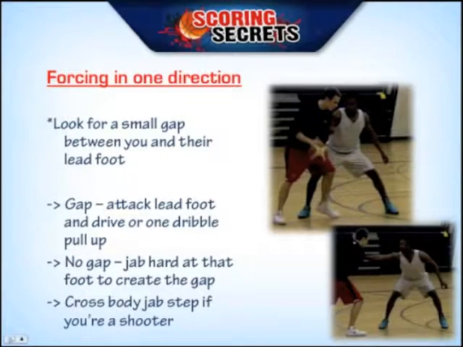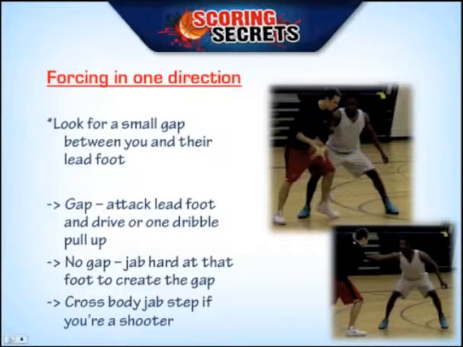All you do is jab to one side. They're going to back up a little bit, but keep that lead foot. Then you dominate that lead foot and blow by it. If there's no gap, you jab hard at that foot to create the gap. If there is a gap, you attack the lead foot. So all we're trying to do is create the gap and then attack the lead foot. Create the gap and attack the lead foot.